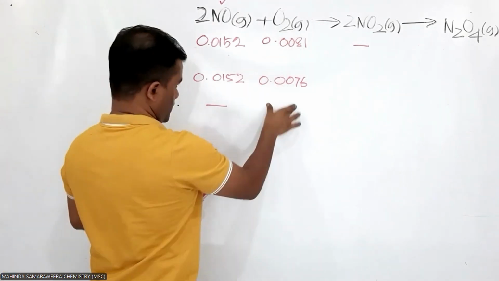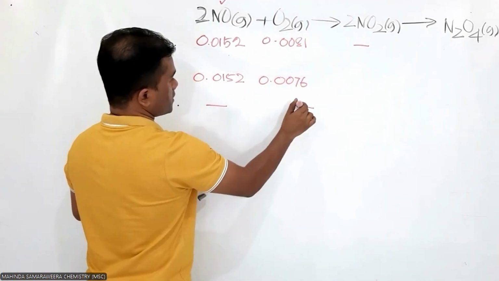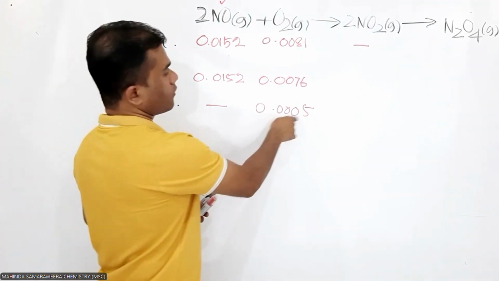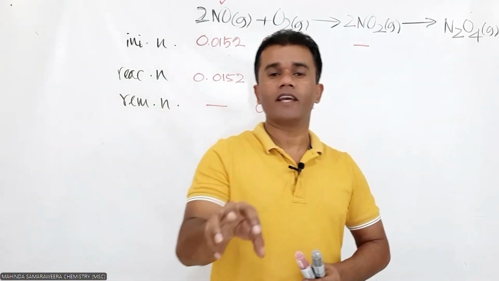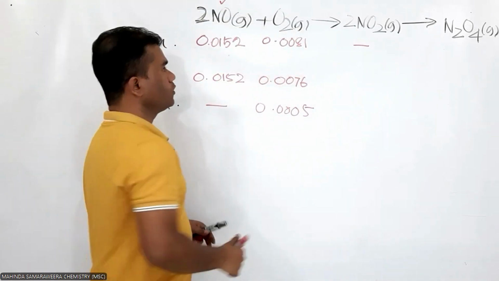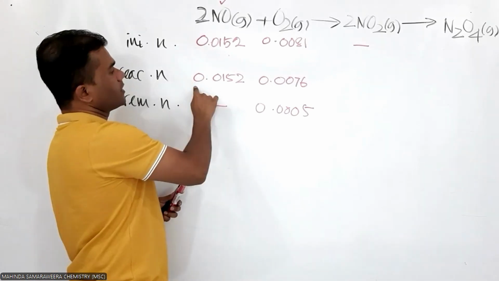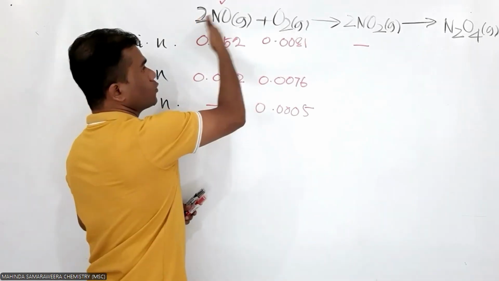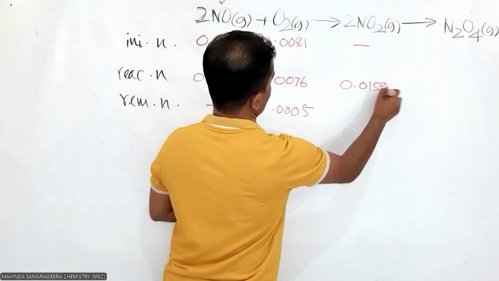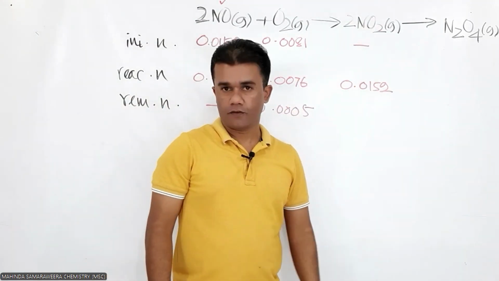Right, now we take the remaining moles of oxygen. It should be 0.0081 minus 0.0076, which is 0.0005. Yes, 0.0005 moles of oxygen remain after the completion of the reaction. Now we go to NO2. NO2 will be predicted again based on this limiting reagent. The limiting reagent's reacting mole ratio is 2:2, 1:1, so the same number of moles should form. So the number of moles of NO2 formed should be 0.0152.